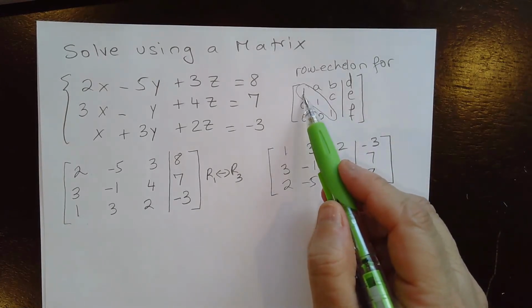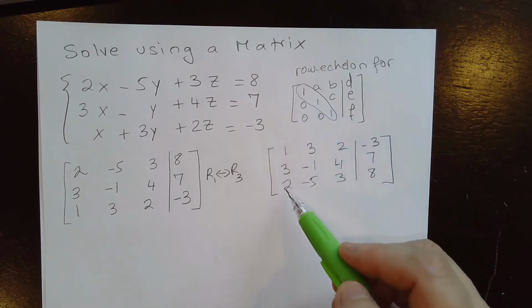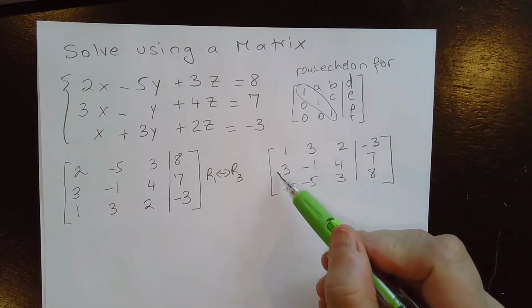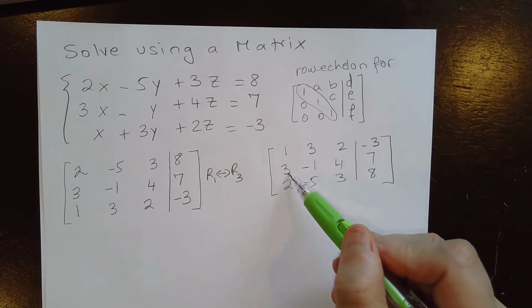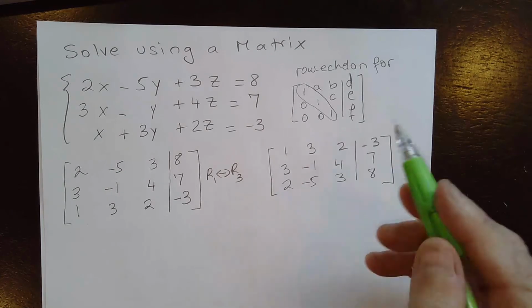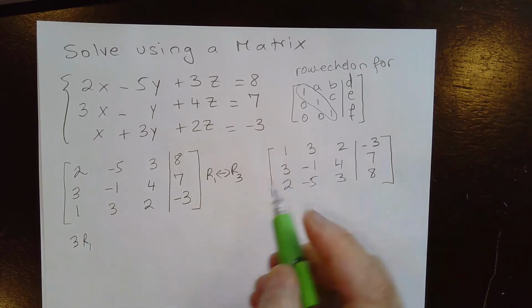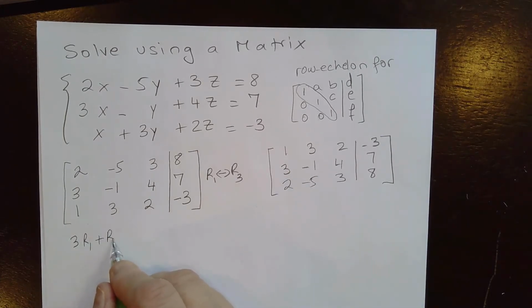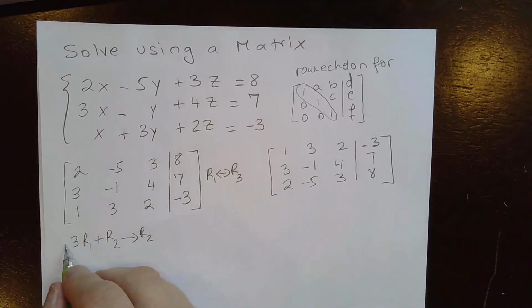Next, what we need to do is make anything under that 1, 0. So how do I make this 0? I multiply the first row by the opposite of 3, which is negative 3. So multiply the first row by negative 3, add it to the second row, R2, and put the result in R2.